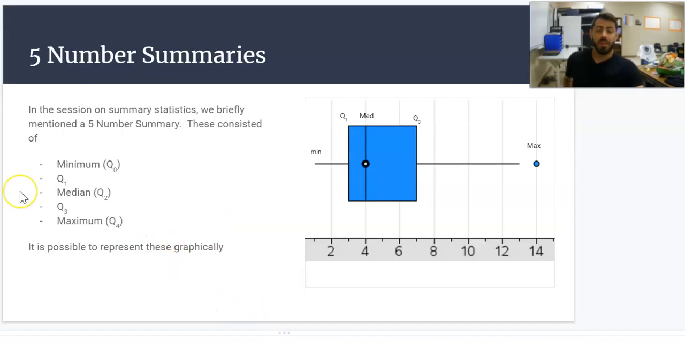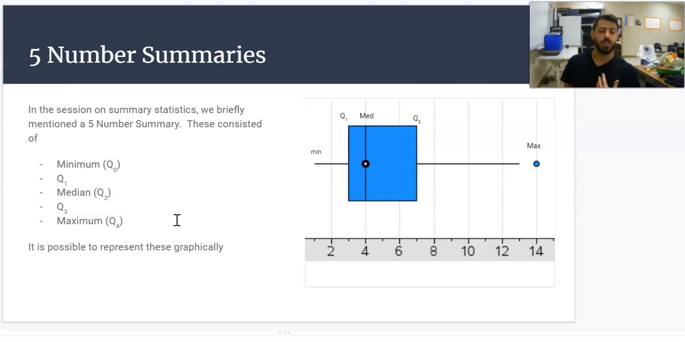So first up, let's remind ourselves what the 5 number summaries were. So if you recall, the 5 number summary was the minimum, the first quartile, the median, the third quartile, and the maximum. These 5 numbers are what make up the 5 number summary. This 5 number summary is what dictates what our box and whisker plot will look like.